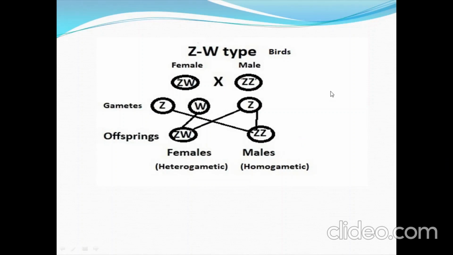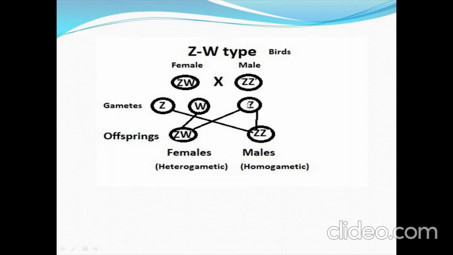The next type of sex determination is the ZW type. It is seen in birds. Here, the females are heterogametic, having two types of allosomes, Z and W, whereas males are homogametic, having two Z chromosomes. Females produce two types of gametes, one having the Z chromosome, the other having the W chromosome, whereas males produce only one type of gamete.